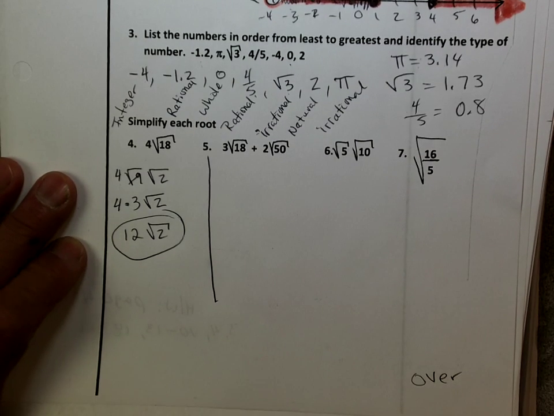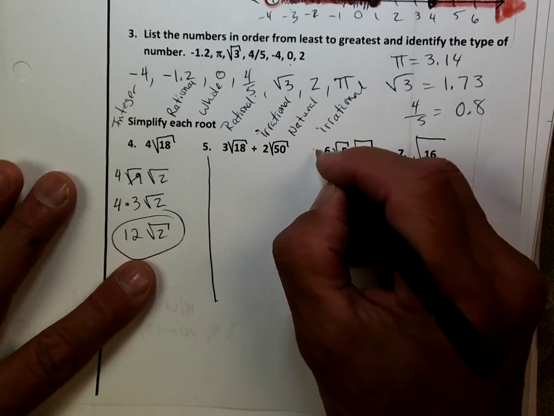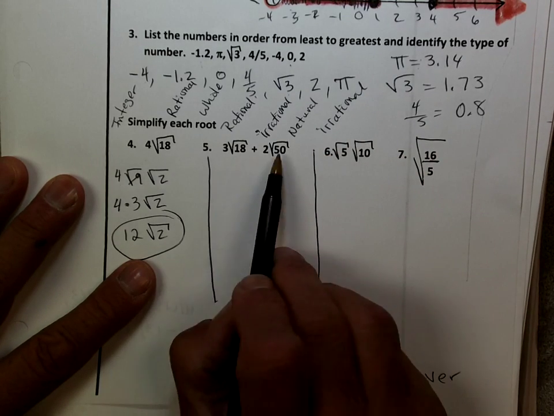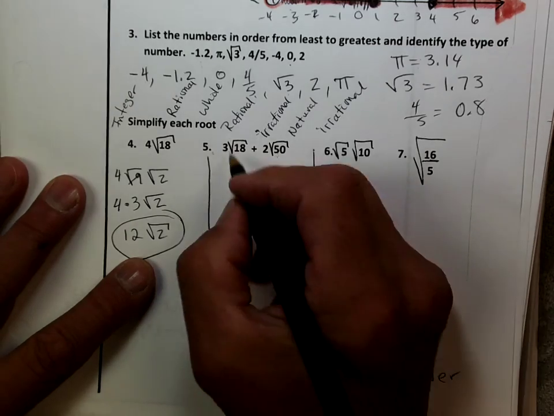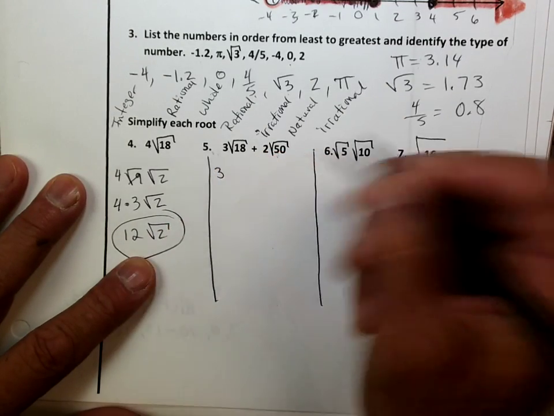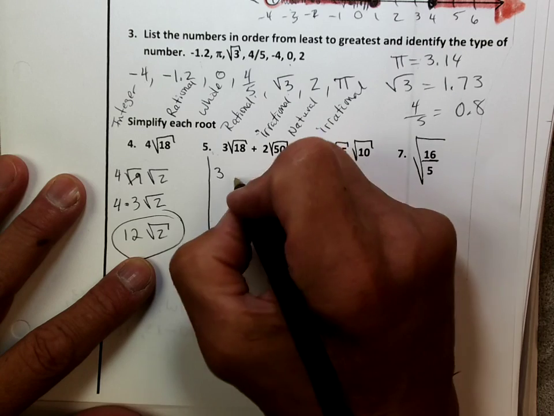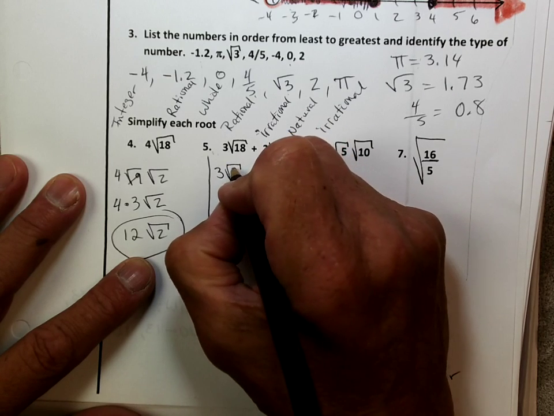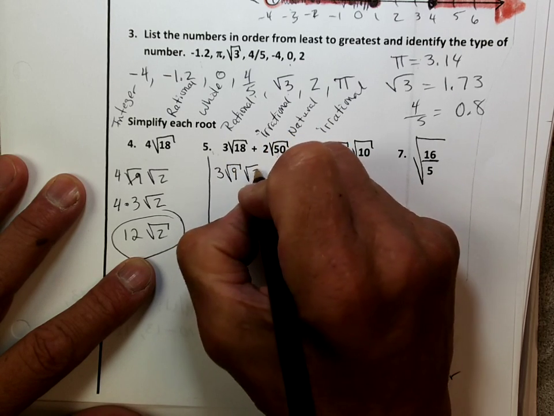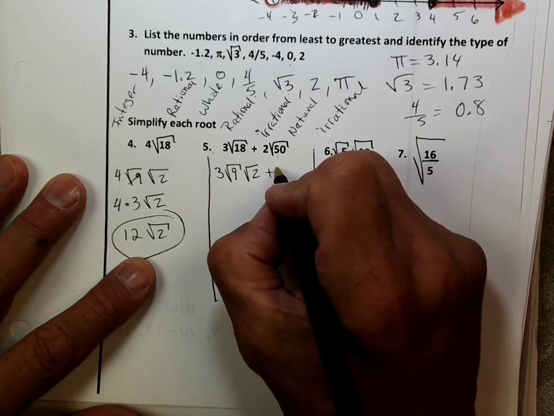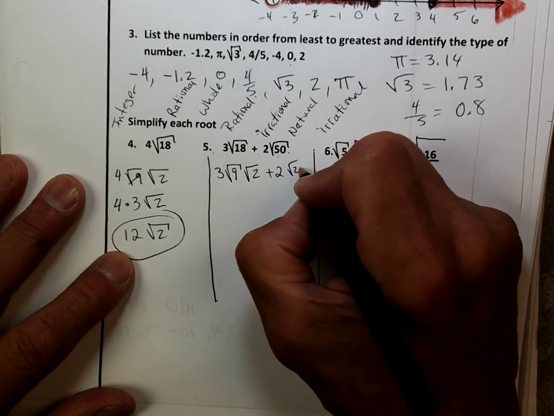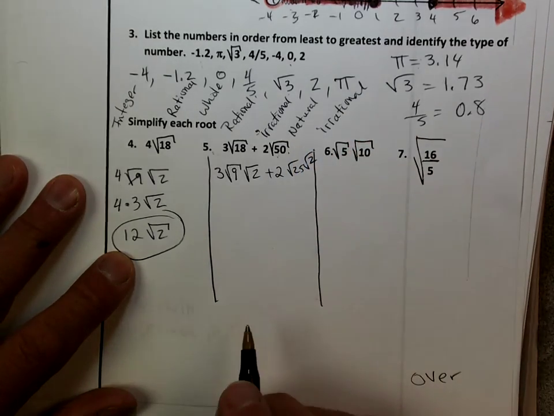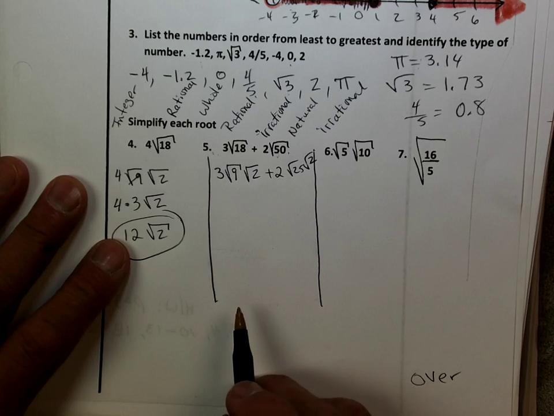Okay. Number 5. Now the rule is you can't add them if they're different. But maybe we can make them the same. Maybe. So what do you think about 18? We already did that one. 9 and 2, right? We just did it. But what about 50? 25 and 2, right? Okay, it's kind of squeezed in there, but I got it.